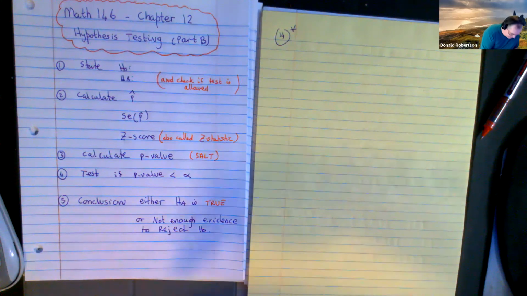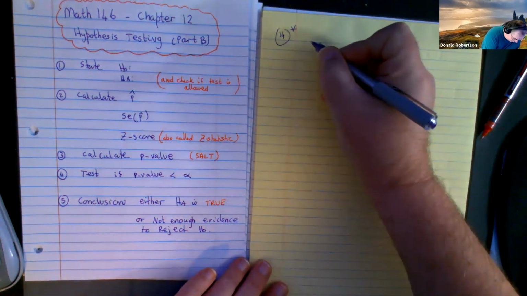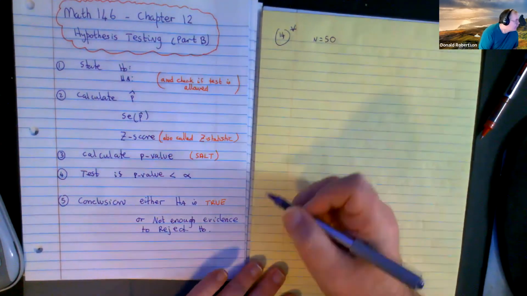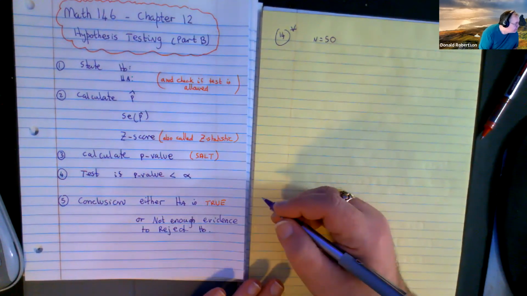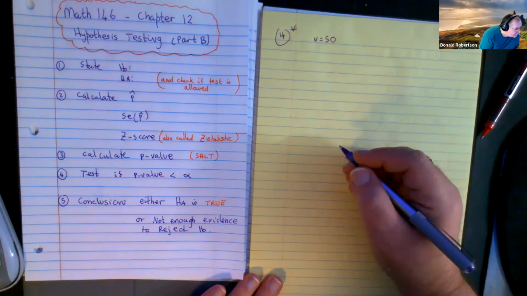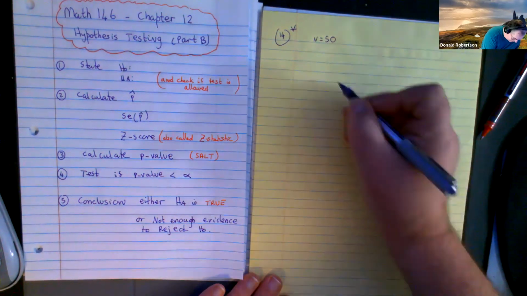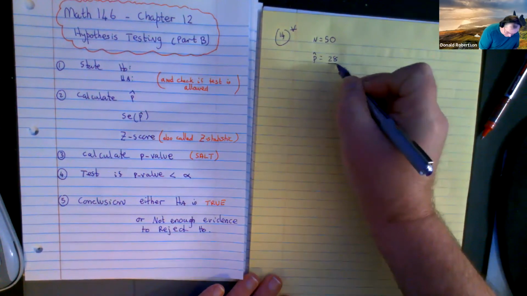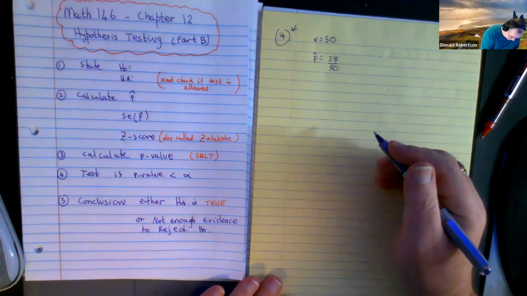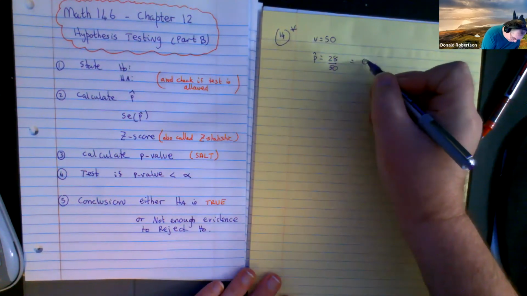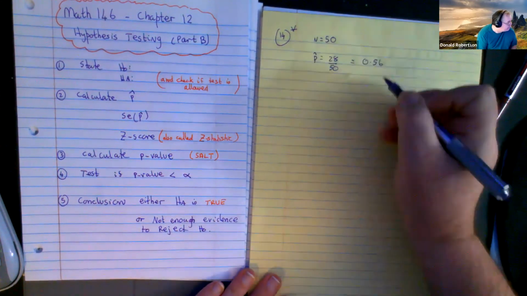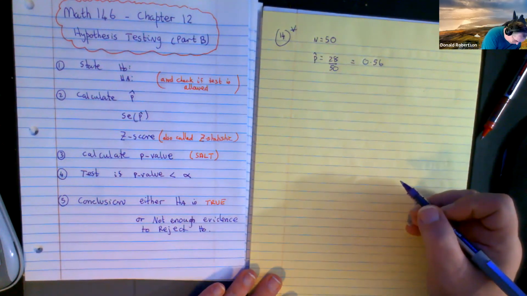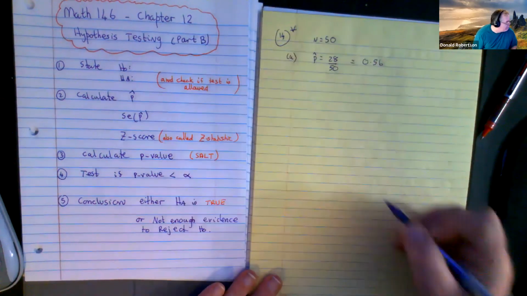So this guy selects a sample of 50 watermelon seeds, and he finds out that 28 out of the 50 actually germinated, right? They're ready to put in the ground. So that ends up being 0.56. And that was actually question A, find p-hat.